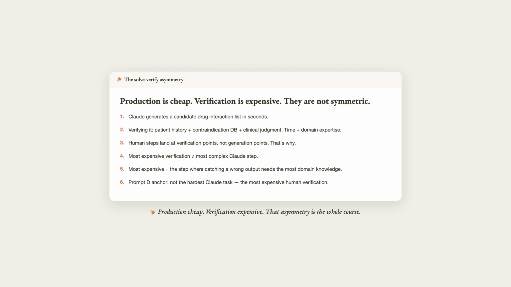The most expensive verification step in your score is not the most complex Claude step. It is the step where catching a wrong output requires the most domain knowledge. A wrong output that requires a pharmacist to catch is more expensive to verify than a wrong output that requires a format check. This matters for Prompt D in episode 4. You are not looking for the hardest Claude task, you are looking for the most expensive human verification. Keep that distinction in mind when you read the score.